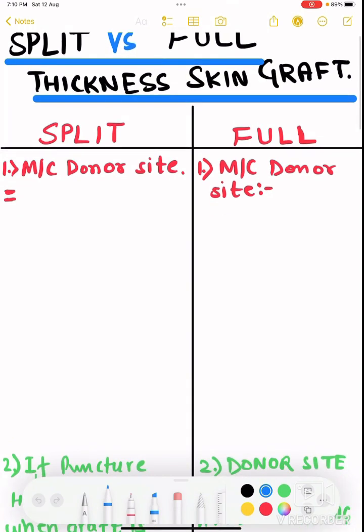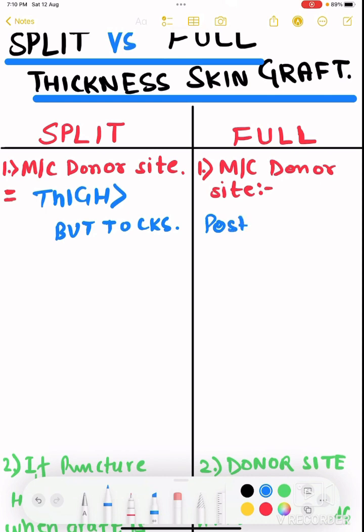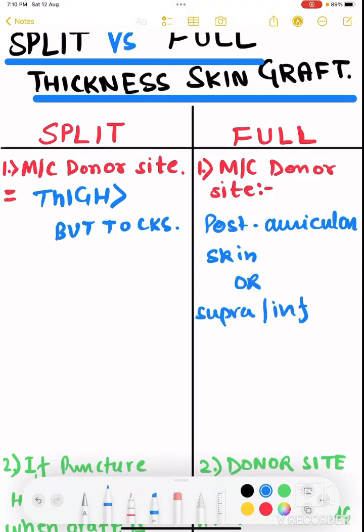First, in split thickness skin graft, what is the most common site? The most common site is thigh. In split thickness, it is most common thigh, thigh more than buttocks, right? Then in full thickness skin graft, the most common donor site is post auricular skin or supra or infra clavicular fossa skin.